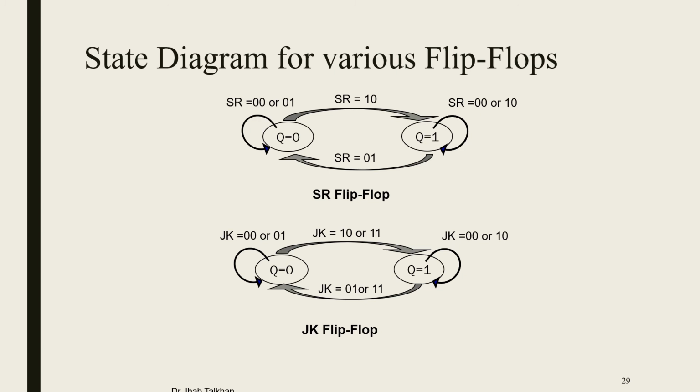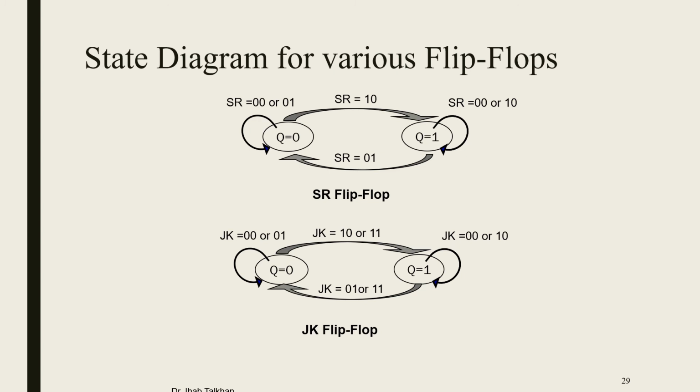As long as here we have one flip-flop, this means that I have two states, Q equal to 0 and Q equal to 1, so I have two circles. But if I have two flip-flops, this means I have four states, which means 00, 01, 10, 11. So I have four circles. If I have three flip-flops, this means that I have 8 circles, starting from 000 up to 111, and so on.